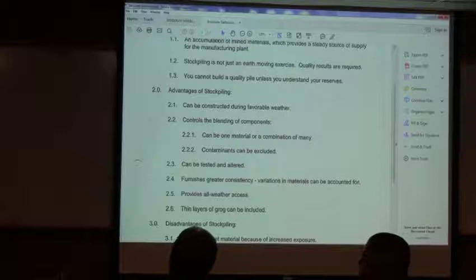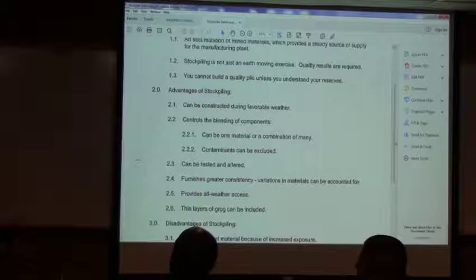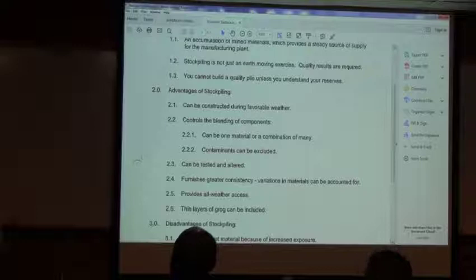I'm in a mine right now where I've got about 3 foot of material. It's just one material, which makes my job easier. I build a 16-foot stockpile, which means I only have to do 14 or 13 or whatever. But you can't build a quality stockpile unless you understand your reserves. And Bob just went over that, and the importance of knowing your reserves.